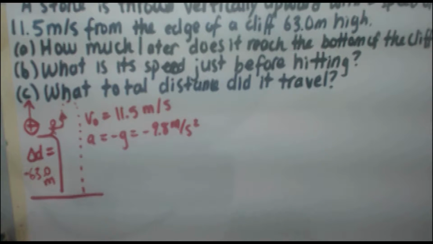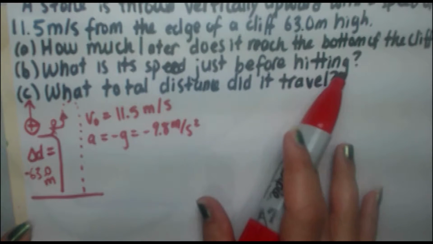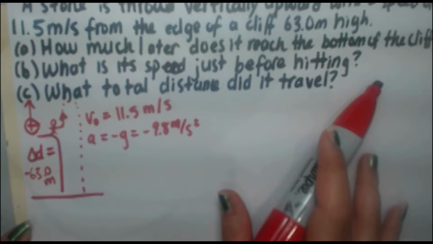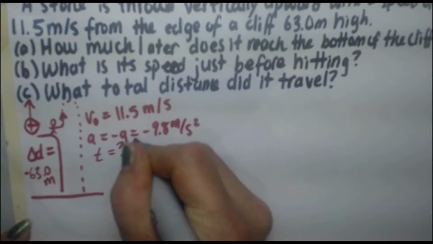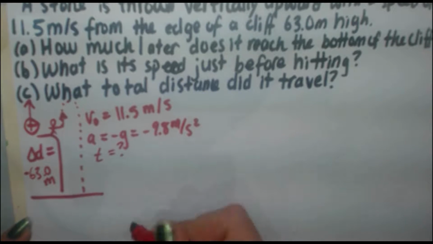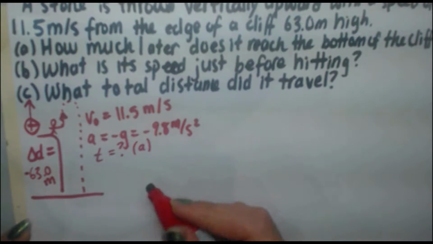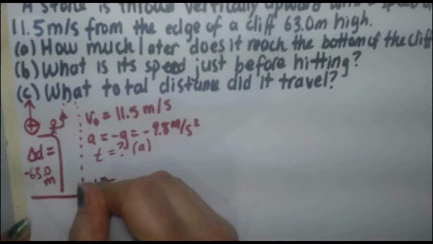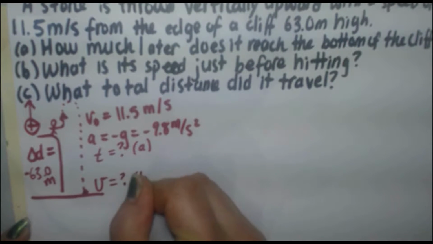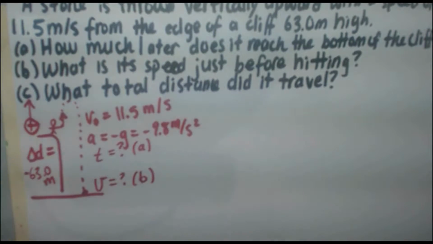Now, focusing on part A, it's asking us how much later does it reach the bottom of the cliff. It's pretty much asking us to find the time. So that's going to be t. Part B says, what is its speed just before hitting? So that's here. That's going to be v. And what total distance did it travel? Well, we'll get to that in a few moments. So let's start off with A.